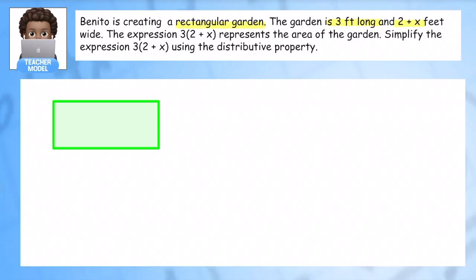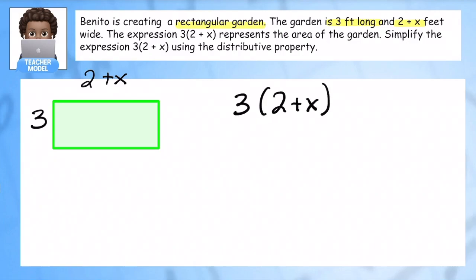So I'm going to show this to you. So 3, 2 plus x feet wide. I'm going to put that right there. The expression 3 times 2 plus x represents the area of a garden. Simplify the expression 3 parentheses 2 plus x using the distributive property.